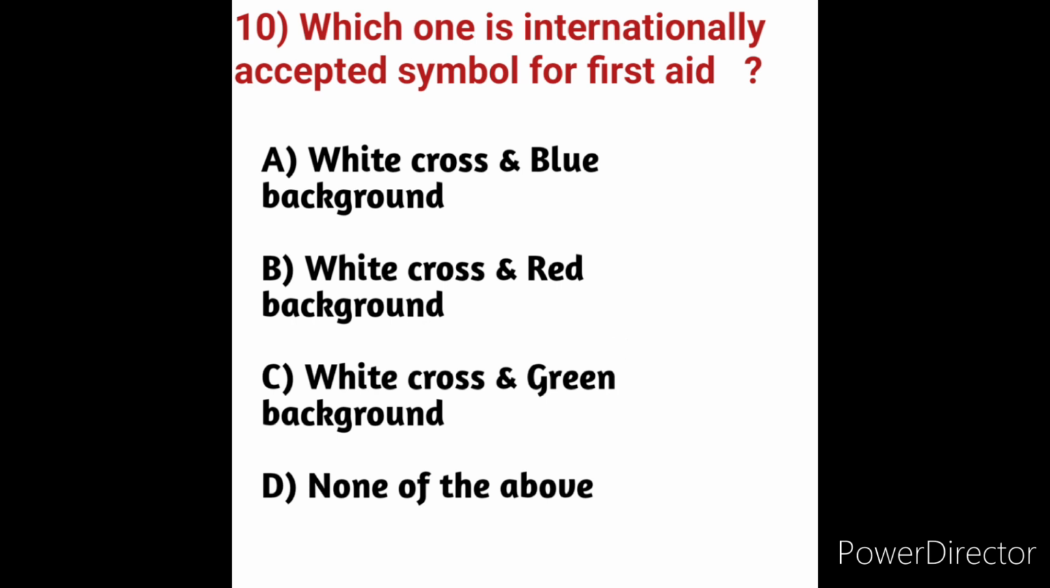A white cross and green background is the internationally accepted symbol for first aid, providing directions to available first aid care, tools or facilities. The purpose of the first aid sign is to help preserve life, prevent medical conditions from worsening, and promote recovery. So the internationally accepted symbol for first aid is option C, white cross and green background. Next we will move on to question number 11.